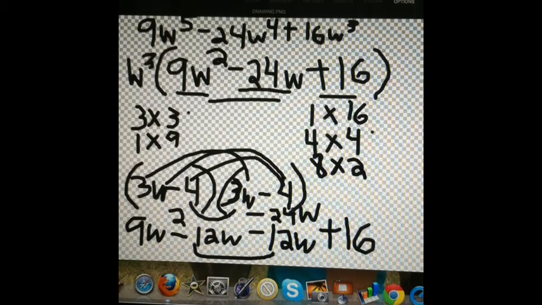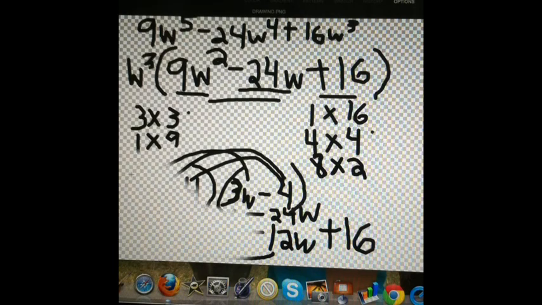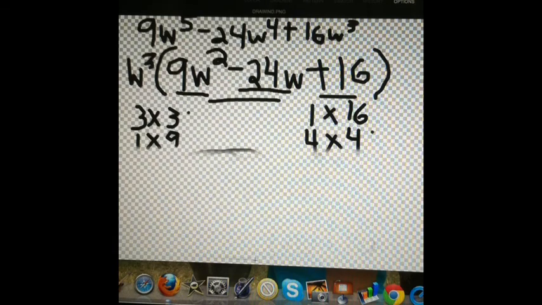So for our final answer, just erase some of this. Okay, so our final answer is going to be w to the third, times 3w minus 4, to the second.